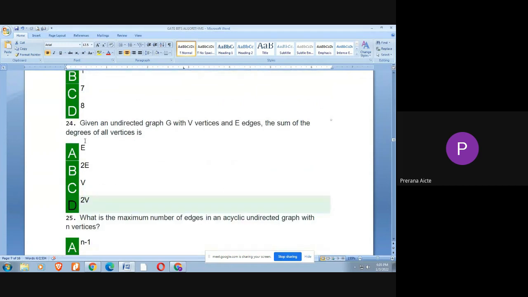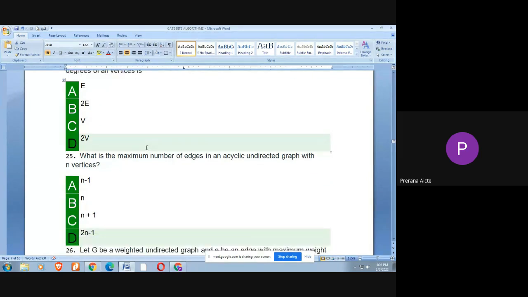Now given an undirected graph G with V vertices and E edges, the sum of the degrees of all vertices is equal to 2 into edges. So it is going to be 2E.